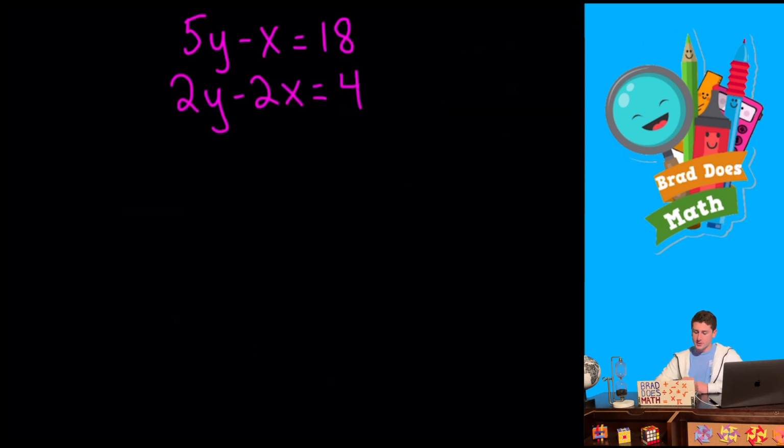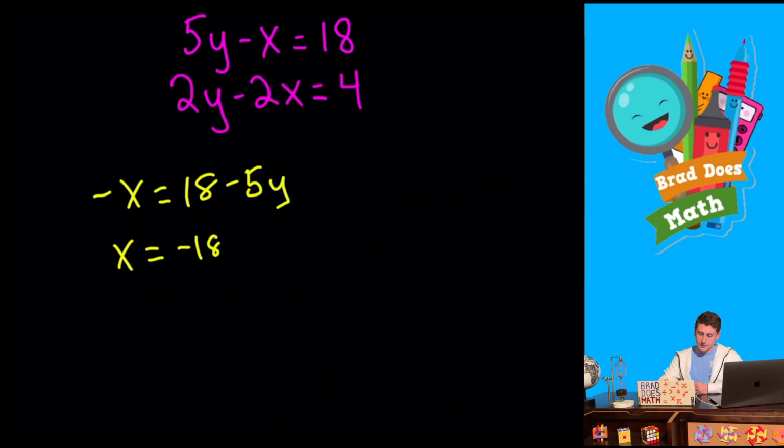The first step in substitution is to isolate a variable in either equation. It doesn't matter. So I'm going to solve for x in the top equation. I will subtract 5y on both sides, so negative x equals 18 minus 5y. And then I will divide both sides by negative 1 and get x equals negative 18 plus 5y.